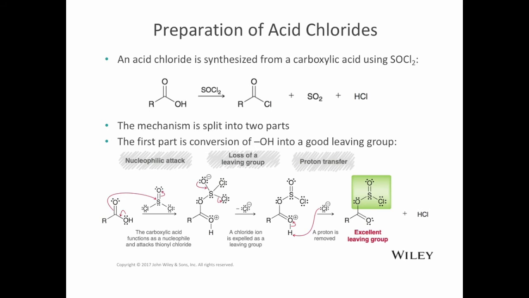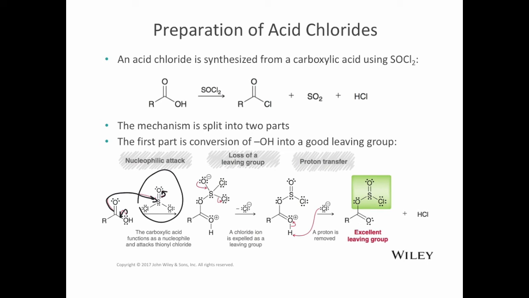An acid chloride can be made from a carboxylic acid using thionyl chloride, SOCl2, shown here. In this mechanism, the first step is that the carboxylic acid is the nucleophile, and it's going to attack the thionyl chloride. So we can show a lone pair forming a double bond, and this pi bond breaking, attacking the very electrophilic sulfur, breaking that pi bond.